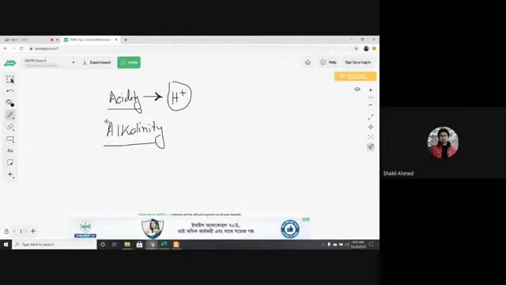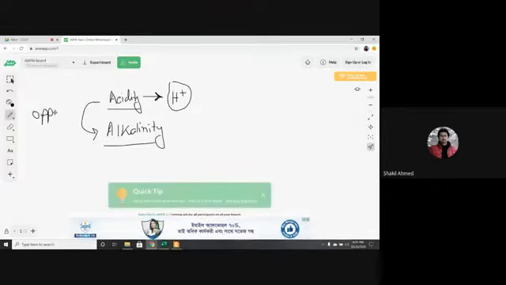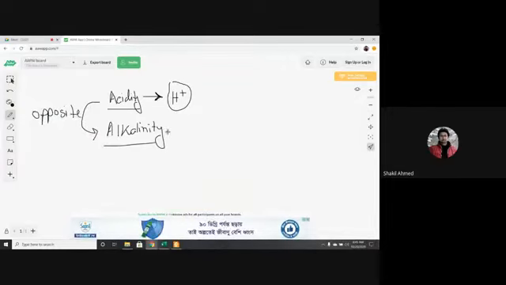Alkalinity is exactly the opposite of acidity. Opposite of acid. That means alkalinity is the acid neutralization capacity.